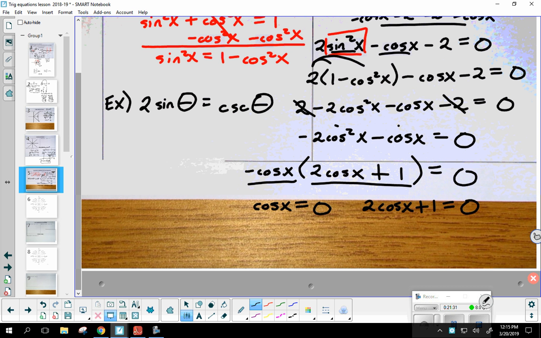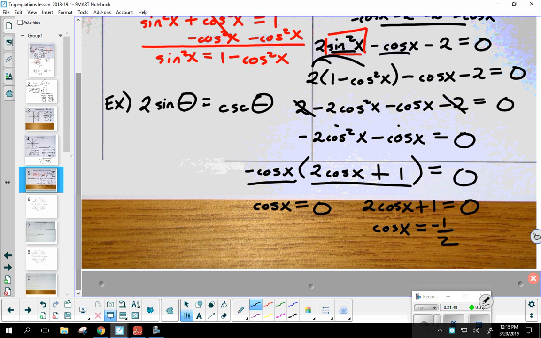Still 0. Okay, so that one really doesn't change. The other one, what would cosine of x equal if I subtracted 1 and divided by 2? Negative 1/2. There you go.